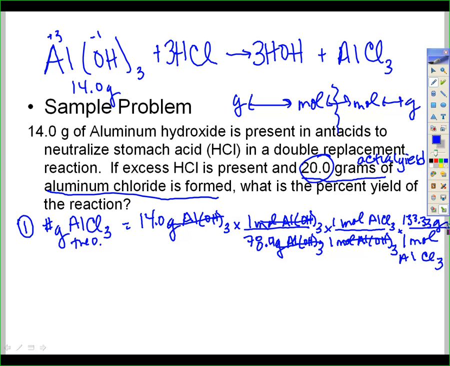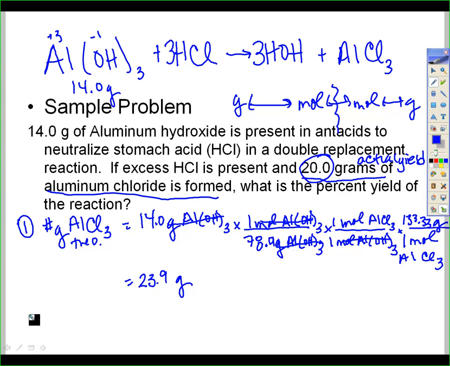133.33 grams of aluminum chloride. So I'm getting that theoretically 14 divided by 78.01, and then the mole ratio is 1:1, so times 133.33. I'm getting that theoretically we should make 23.9 grams, theoretically.